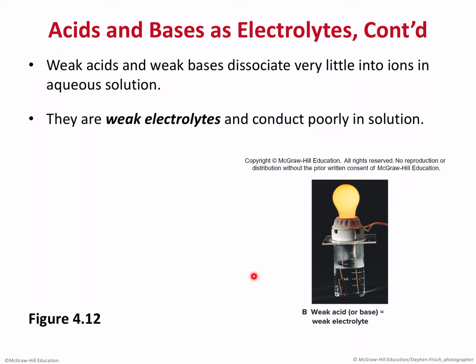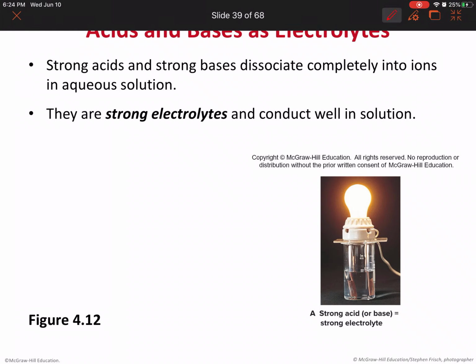And if you have weak electrolytes, which are weak acids and weak bases, they dissociate very little into ions in aqueous solutions. They are weak electrolytes and conduct poorly in solution. Now, for example, if you have a strong acid like hydrochloric acid, HCl, you put it into water, it's going to make H plus ions and Cl minus ions, chloride ions. Once it dissociates, you will not find any hydrochloric acid intact. Everything will be H plus and chloride ions.